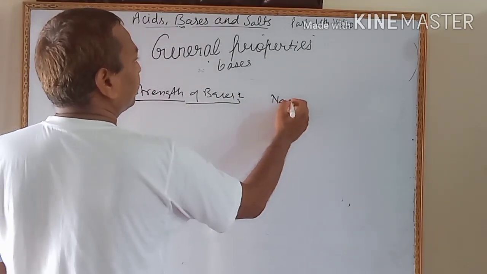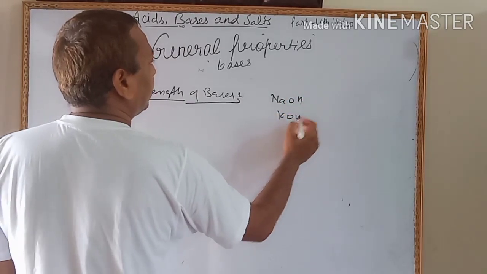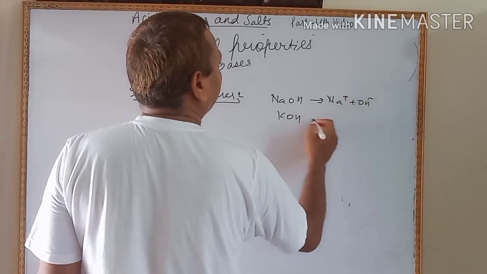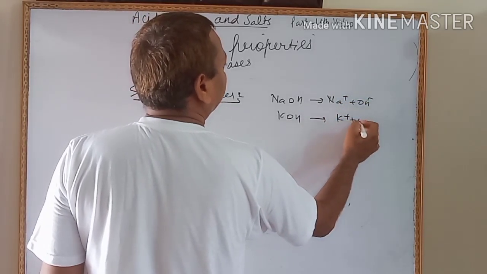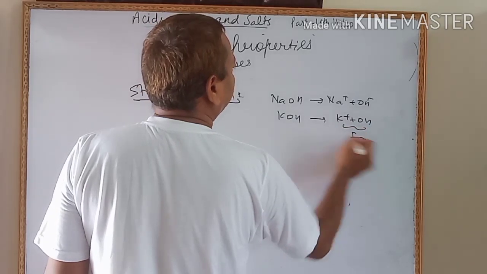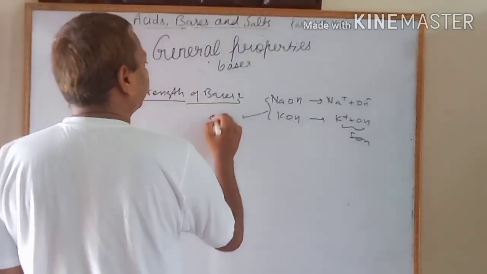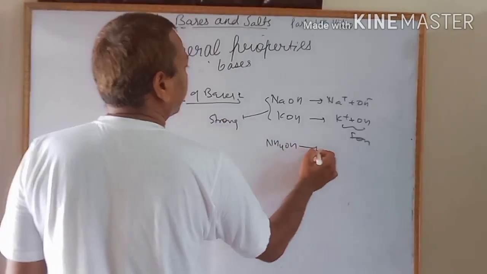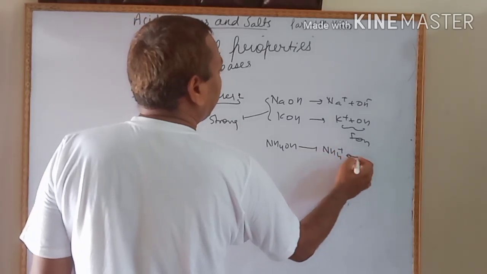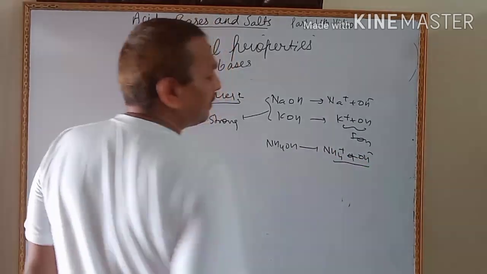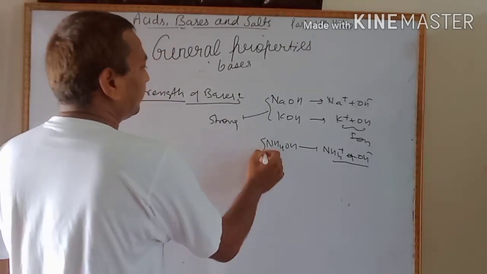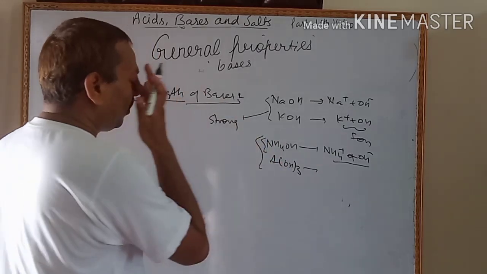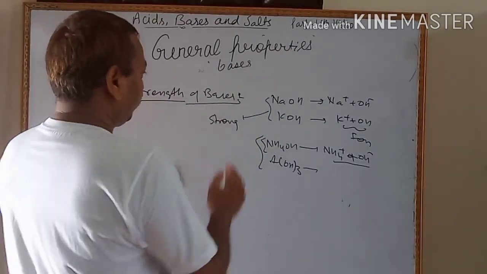Now NaOH, KOH, in water they produce ions like this. Similarly KOH, they produce ions. So they are strong bases. Now NH4OH is a weak base, it takes more time, incompletely dissociated into ions, that is why it is weak. Aluminum hydroxide, same, they are all weak bases. Clear? So students, this is the one.